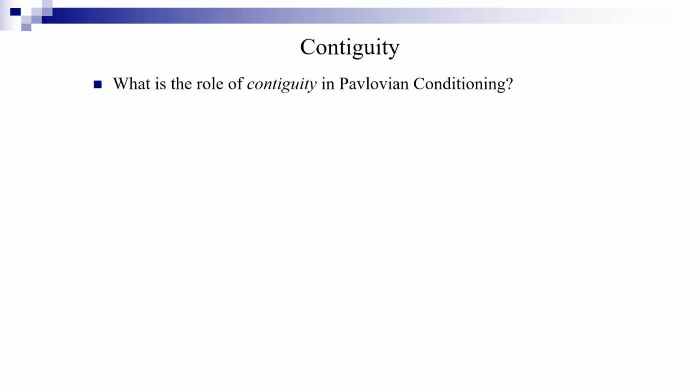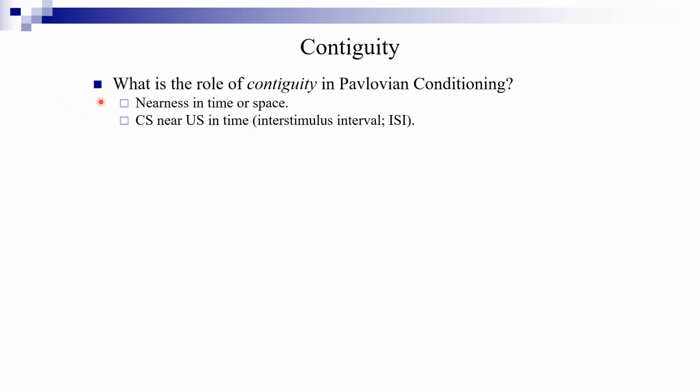Now, some other things that affect conditioning, one of which is contiguity. What is the role of contiguity in conditioning? Contiguity is referring to nearness in time or space, kind of like what we were talking about in the last slide. If we're looking at the CS being near the US, this would be something we're calling the interstimulus interval. This is occurring between stimuli presentations. If we say that the CS, the sound box, and the US, the food presentation, are near each other in time, we have a shorter ISI, or interstimulus interval, and that's going to make conditioning more successful because they're happening closer together in time.